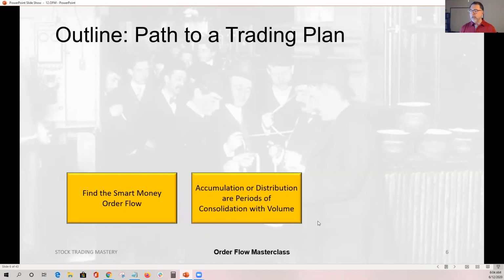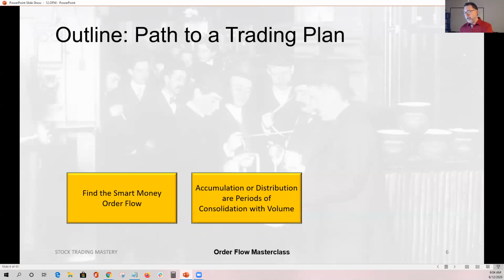So next thing you need to notice is a pause. Are you in accumulation or distribution? These are periods of consolidation with volume. Now, accumulation or distribution happens after a significant move. That's important to remember. So accumulation, you're going to the upside, you see a pause on heavy volume. That's generally the smart money getting out of trades and giving money to the uninformed traders.